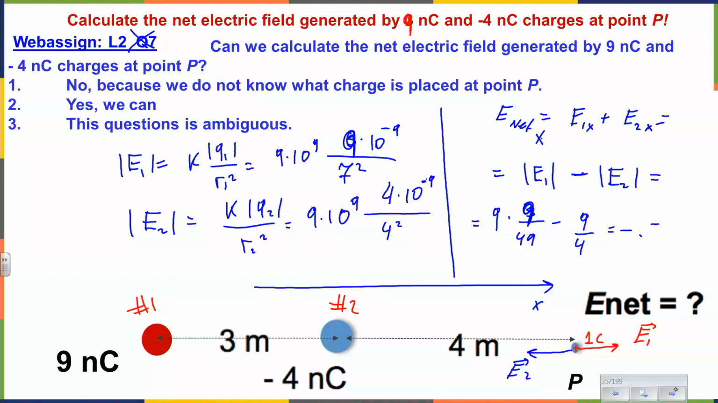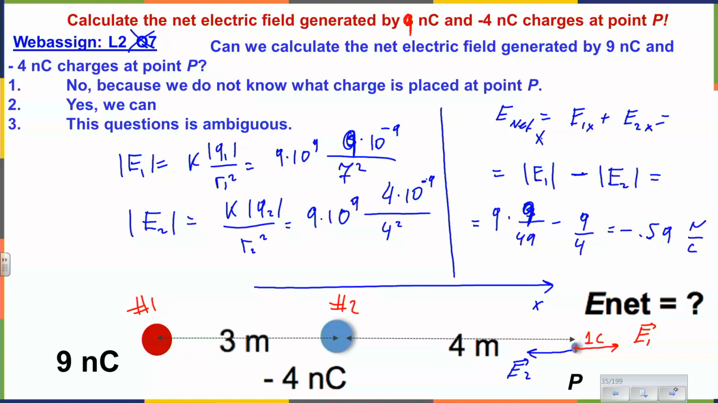Negative 0.59. Okay. What does it mean? It means that the actual total electric field points to the left. That's what it means. It means actually my red arrow should be shorter than my blue arrow. That's it. A Newton over a Coulomb.